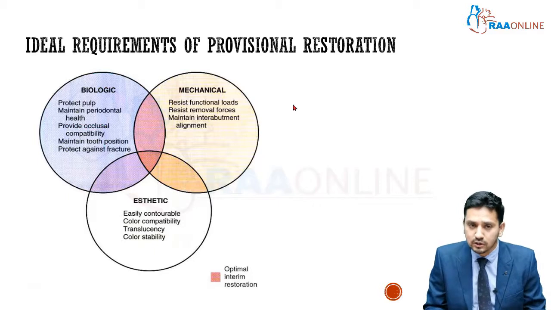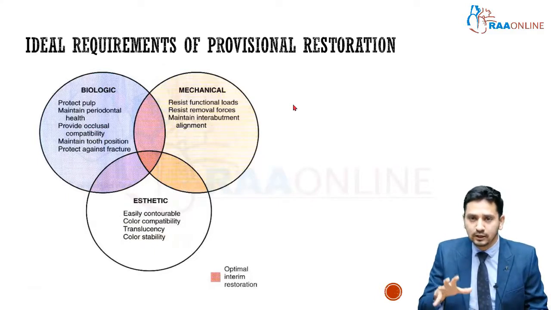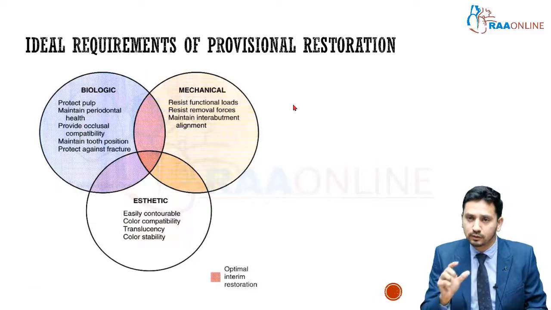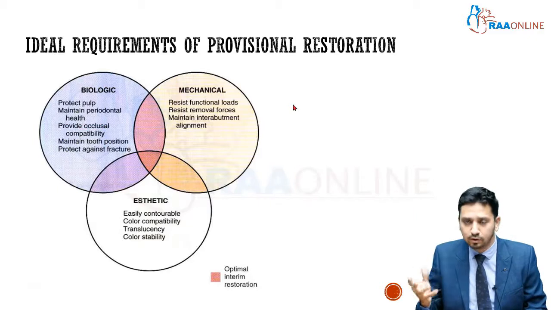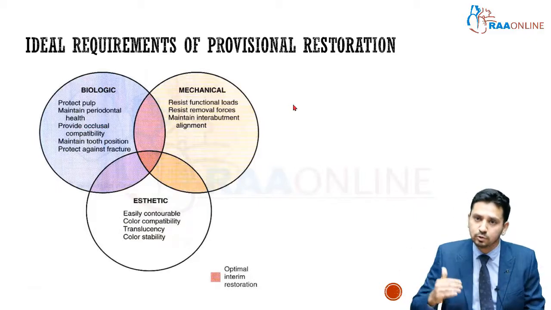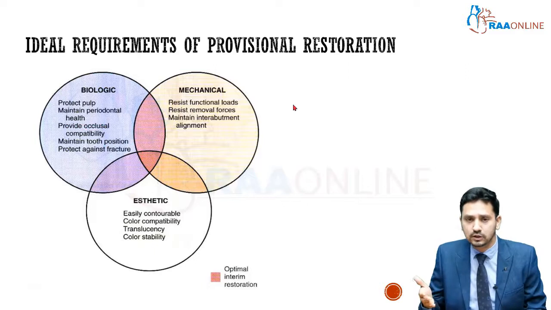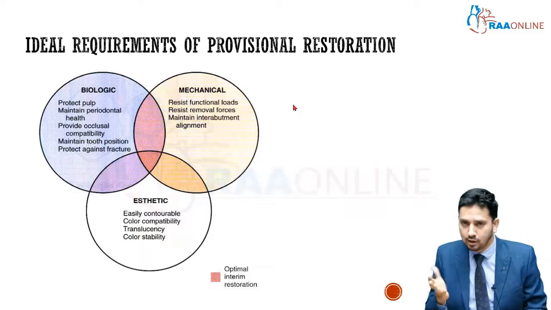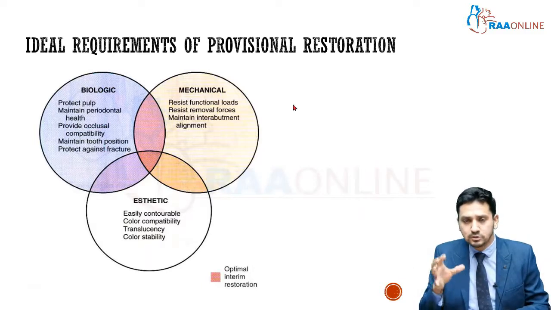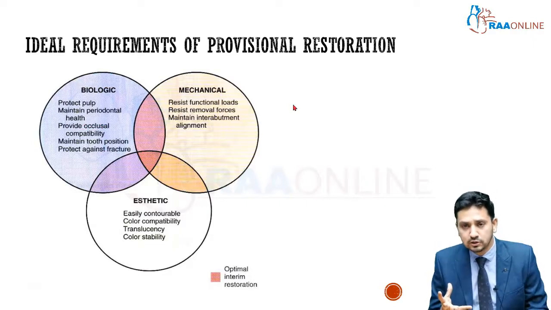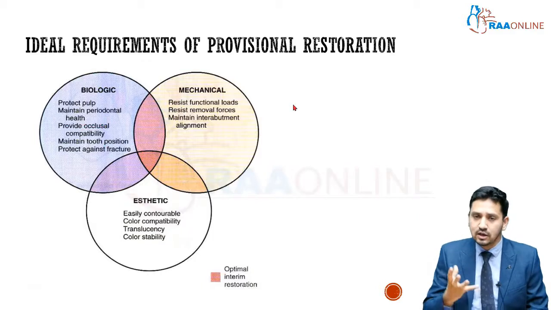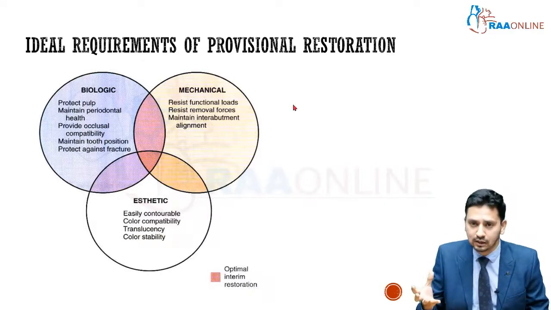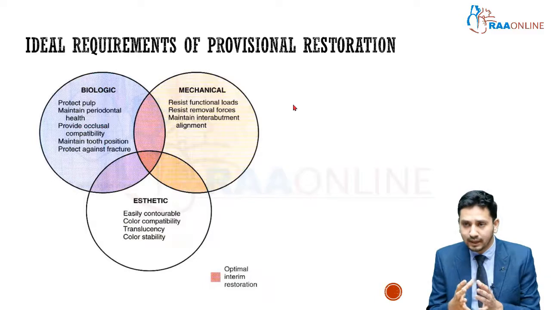And the provisional restoration should protect the tooth against fracture. If you have prepared a tooth, the size of the tooth becomes small. So if the patient is going to bite something really hard in that region with or without knowledge, then there are greater chances for your tooth to get fractured. So this provisional restoration will prevent the tooth from getting fractured. And under mechanical loads, like how I previously discussed, this provisional restoration should help in mastication of the patient. This provisional restoration should avoid or resist removal when the patient is masticating.